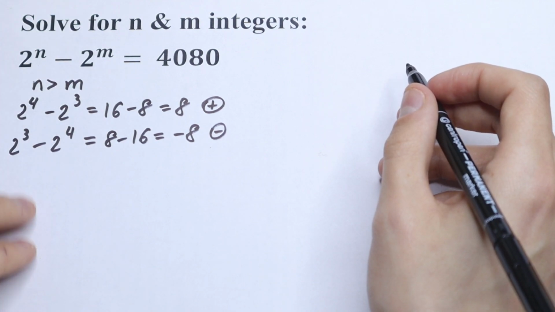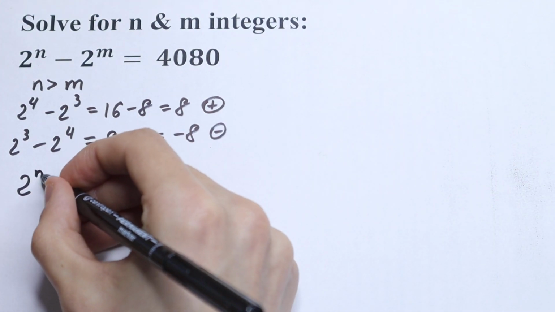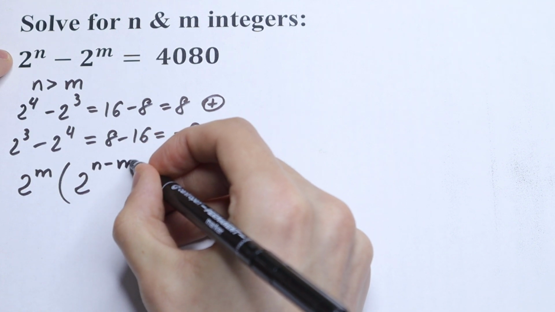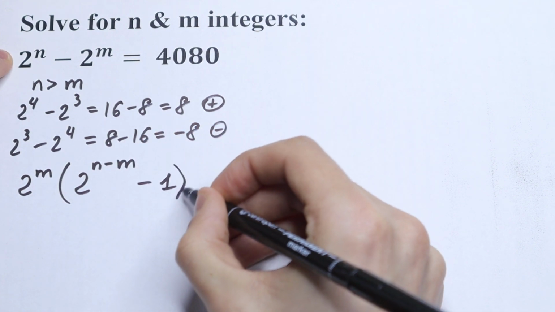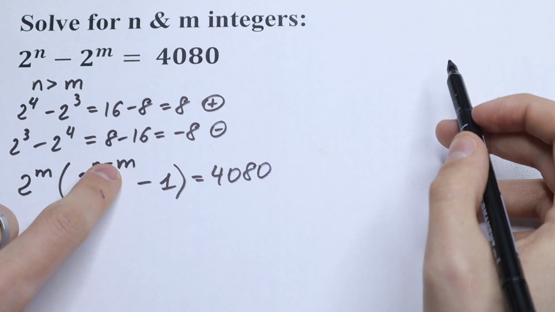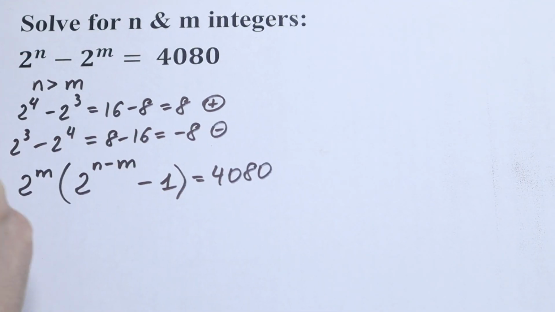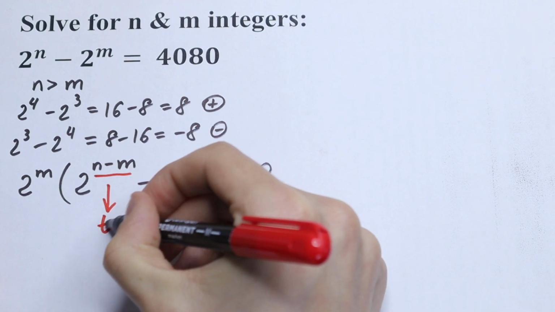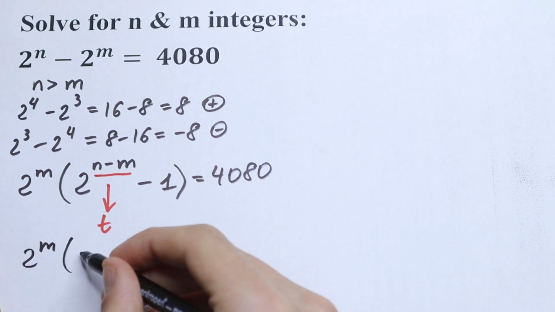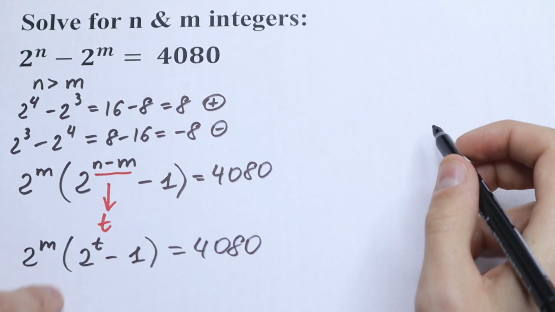So what are we going to do next? Let's factor out 2 to the power m from this expression. So we will have 2 to the power m, and in parentheses we will have 2 to the power n minus m, minus 1, equal to 4080. So take a look: if we open this parenthesis, we will have the same as right here, so nothing changed. Let this n minus m be, for example, t. And as a result, we will have an interesting case. We will have 2 to the power m times (2 to the power t minus 1) equal to 4080.